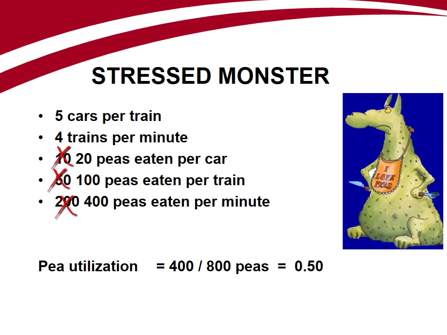When the pea monster was particularly stressed, he would eat double his usual number of peas. Eating 20 peas per car and 100 peas per train, his pea consumption would double to 400 peas per minute, or a pea utilization ratio of 50%. At this rate, the villagers had to work quickly to reload the trains in time to meet the monster's increased pea utilization.